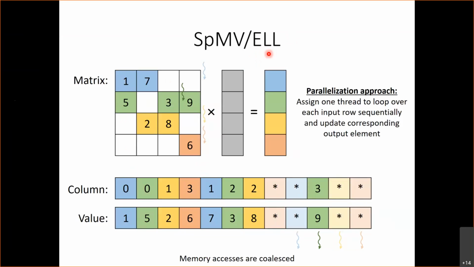Okay, what about memory coalescing? Well, that was the whole point, right? The whole point of designing ELL is so that we can improve on the memory coalescing. So ELL is better than CSR in that it gives us memory coalescing. And in contrast, it's better than COO because it allows us to access the output as well in a coalesced way, as opposed to doing all these atomic operations to update the output.